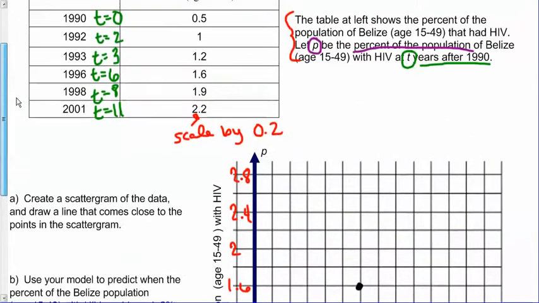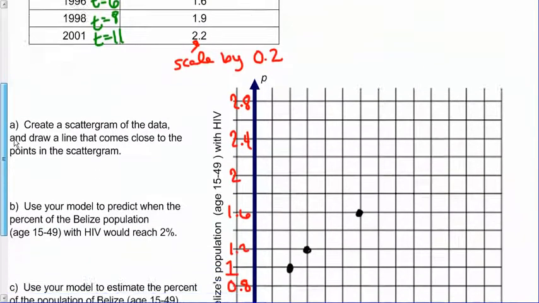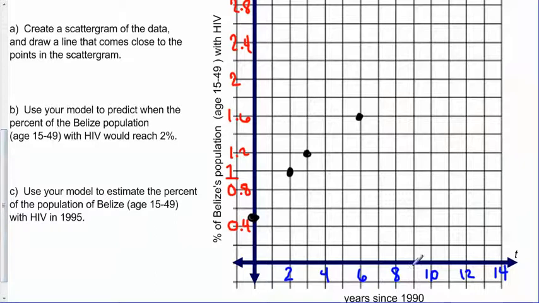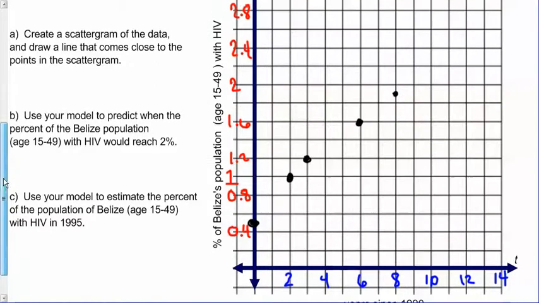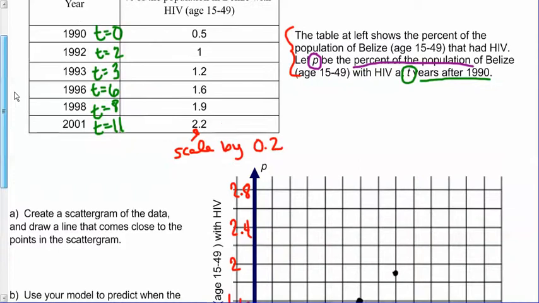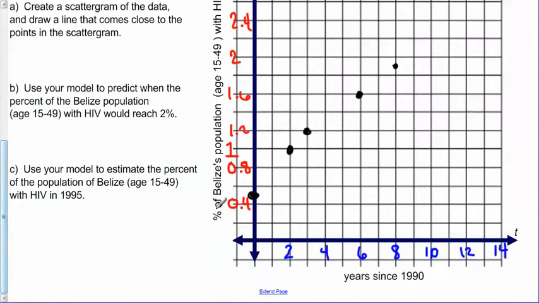And then at 8, we're at 1.9. So 8, there's 1.8, and there's 2, so halfway between would be 1.9. And then the final point that we need to get on our scattergram is (11, 2.2). So here's 11, and we're going to go up to 2.2, which is right there.